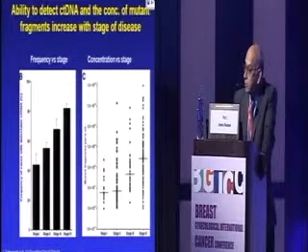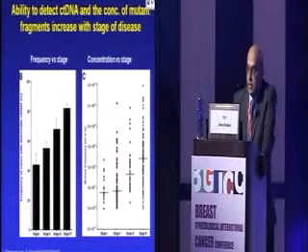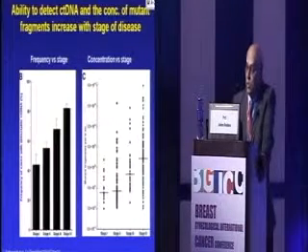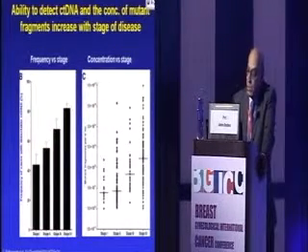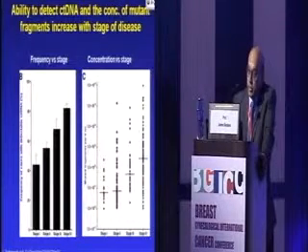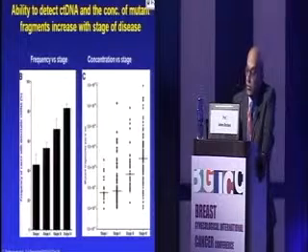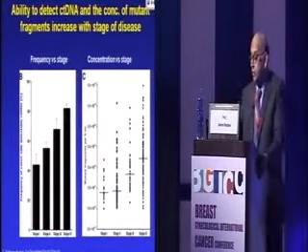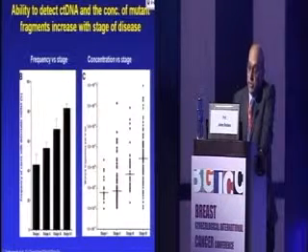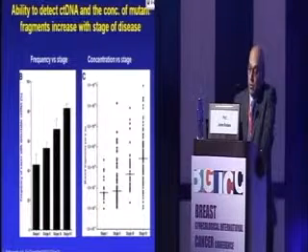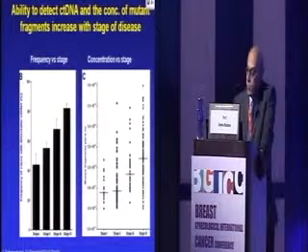The frequency also increases with stage of disease. So patients with the highest stage of disease, or metastatic disease, stage 4, would have a better chance of detecting cell-free DNA in their plasma. And also the ability to measure concentration in these patients, where you see that patients with high-grade disease will have a higher level of cell-free DNA that's mutated.